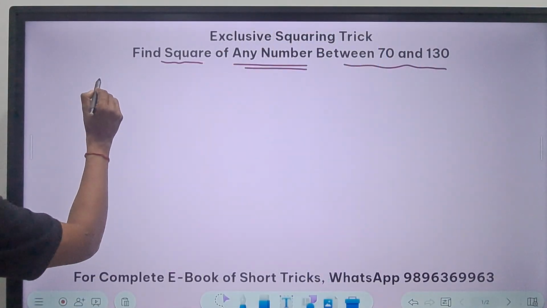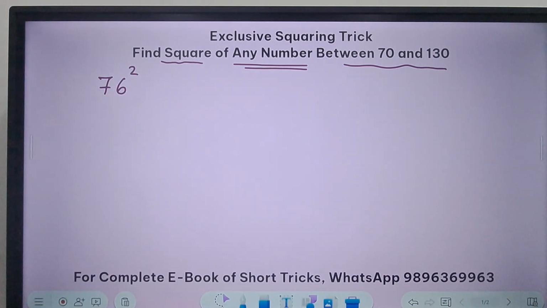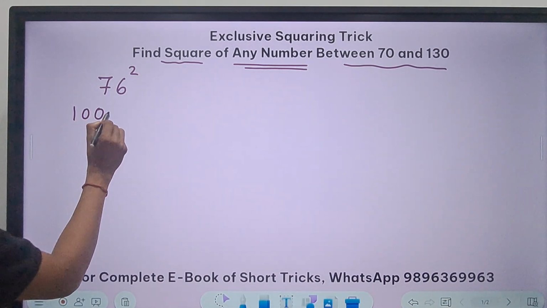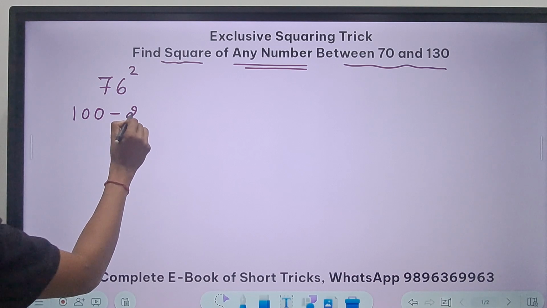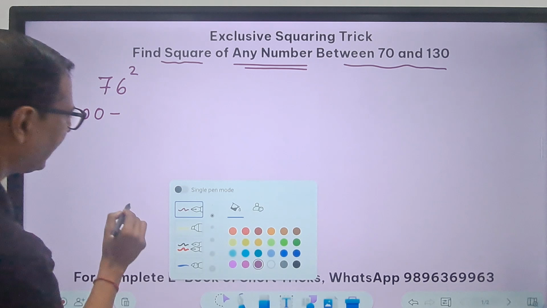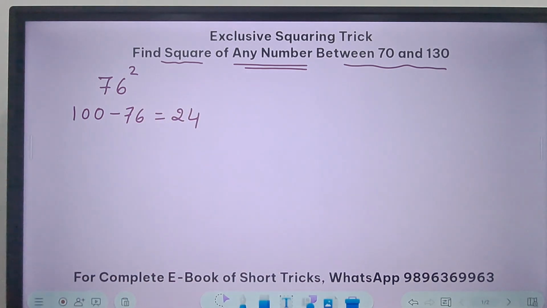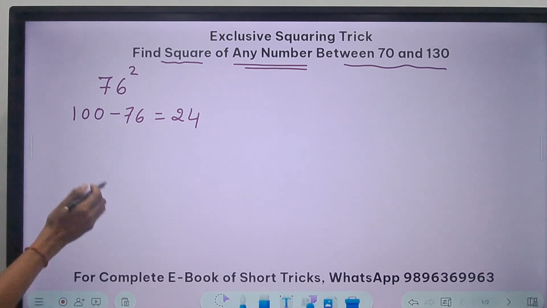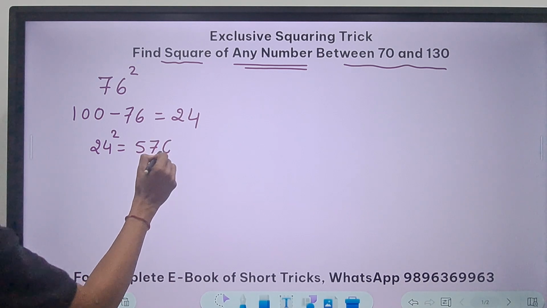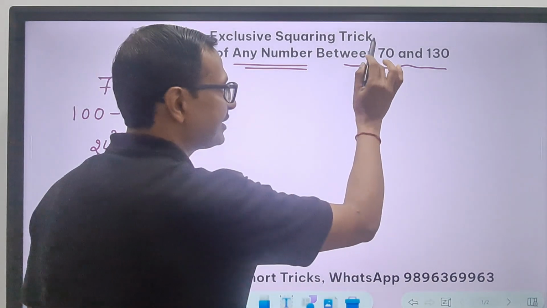Let's take the square of 76 and try to understand how this trick will work. As you can see, this 76 is how much less than 100? It is 24, right? So I am writing a 24 itself. So let's have 100 minus 76, and that gives us 24. And when you get this 24, you should know that the square of 24 is 576. I keep on telling my students, you should know squares up to 30, and that is why I have taken this limit.